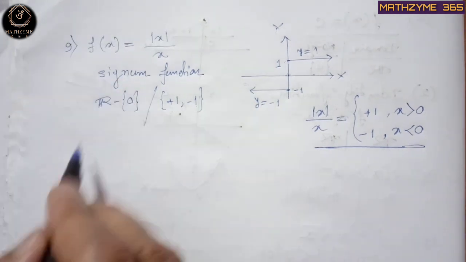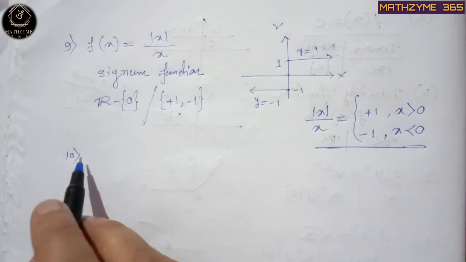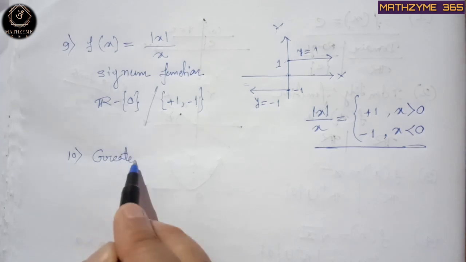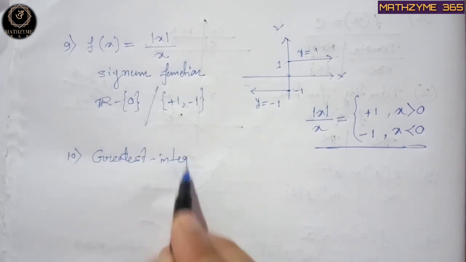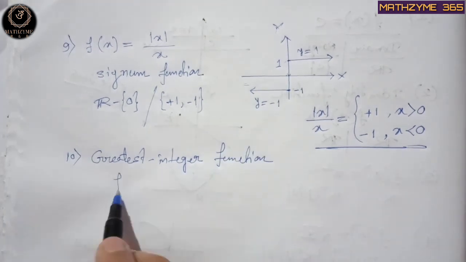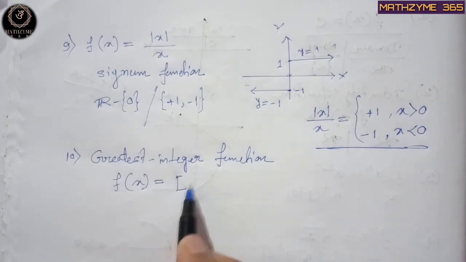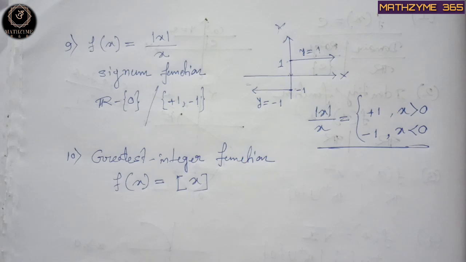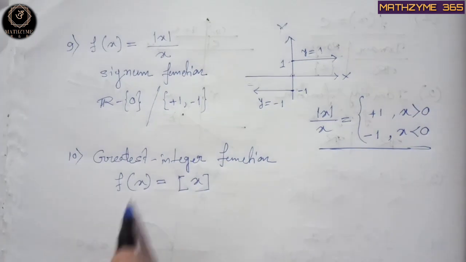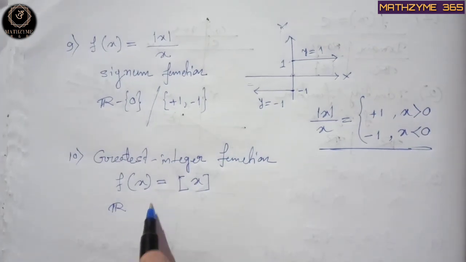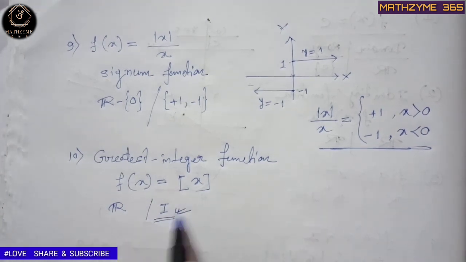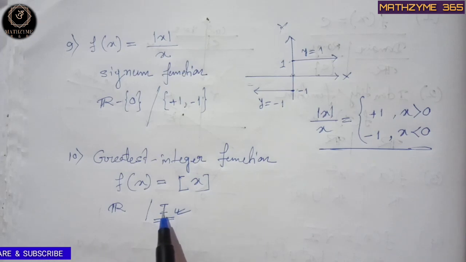Now let's see the next graph, that is the greatest integer function. This graph and the function is also quite interesting. The greatest integer function is of the form f(x) equals [x] in brackets. You may call it box x. Here the domain is R and the range is the integer set. Remember, the domain is all R, but the range is the integer set. This is more interesting, and the important thing is the range is the integer set.